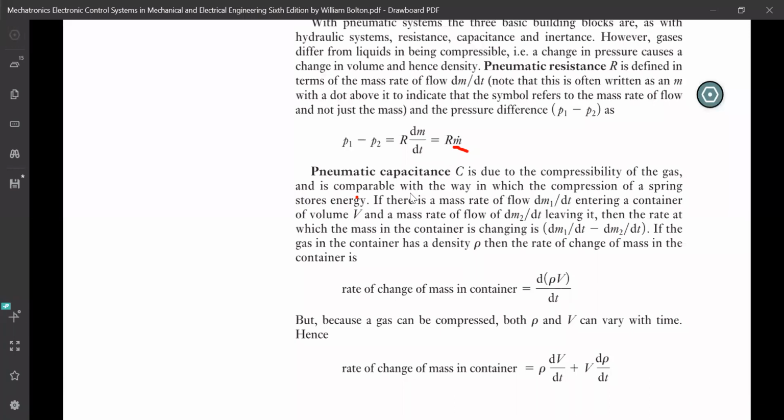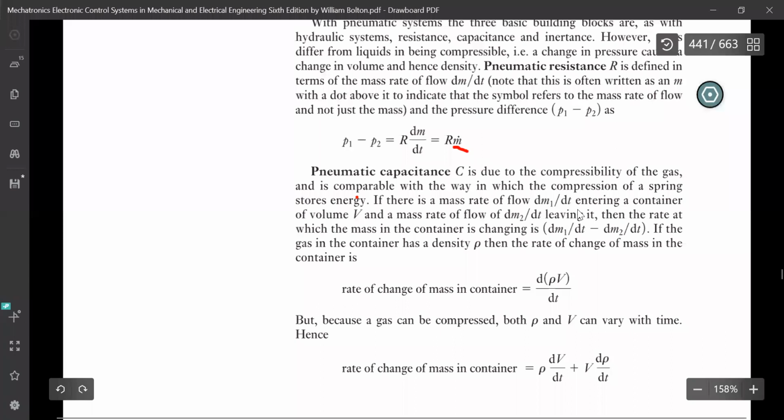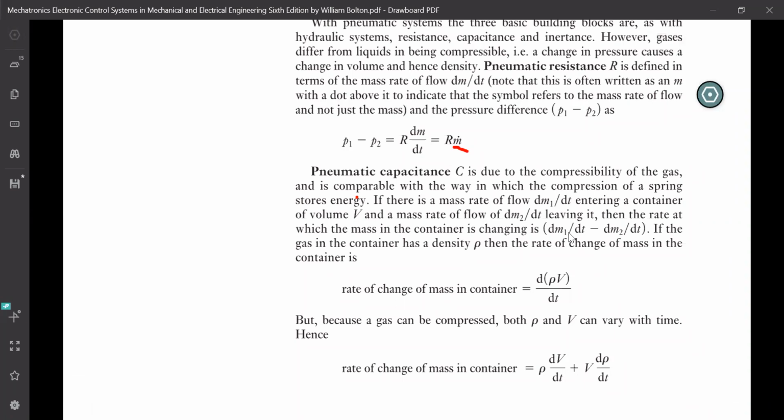So if there is a mass flow rate dm1 by dt entering a container and a mass flow rate dm2 by dt leaving the container, then the rate at which the mass in the container is changing is dm1 by dt minus dm2 by dt, because gases are compressible. In the case of liquid, whatever mass entered, the same mass left in a given time. But over here, because gases are compressible, if m1 is entering the system and m2 is leaving, there is a change in mass, which equals dm1 by dt minus dm2 by dt.